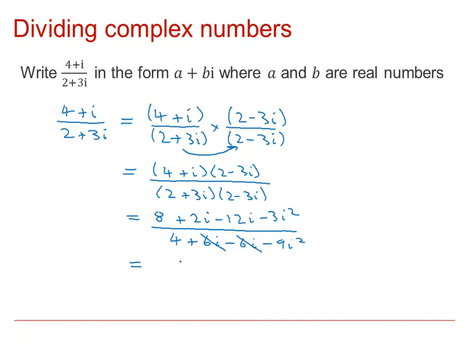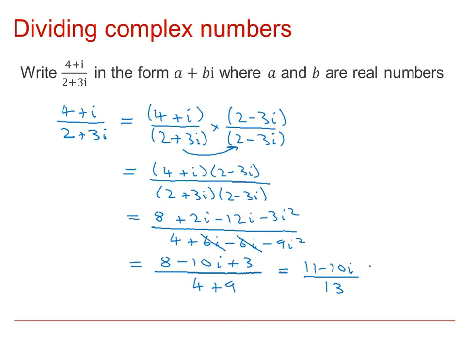Starting to tidy things up, we've got 8, and 2i minus 12i, so that's minus 10i in the numerator. We've got i squared is minus 1 times minus 3 to get plus 3. In the denominator, i squared is minus 1 times minus 9 is plus 9, so the denominator is 4 plus 9. Tidying up a bit further, we've got 11 minus 10i over 13.